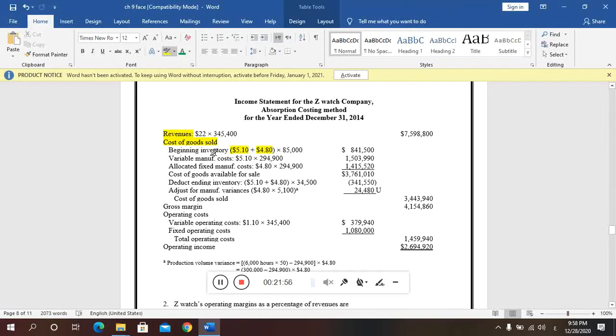Plus variable manufacturing cost. Here we will calculate the variable manufacturing cost for the units produced. So we take variable cost per unit multiplied by units produced, and add اللي هي the fixed or allocated fixed manufacturing cost, fixed cost per unit multiplied by units produced, in order to obtain cost of goods available for sale. And we will deduct the ending inventory also. The ending inventory also will have both fixed and variable. So we add the variable part first and then the fixed part to calculate the cost per unit, and we multiply it by the units of ending inventory in order to obtain the ending inventory cost. And this is deducted, so we put it between brackets because it's deducted.